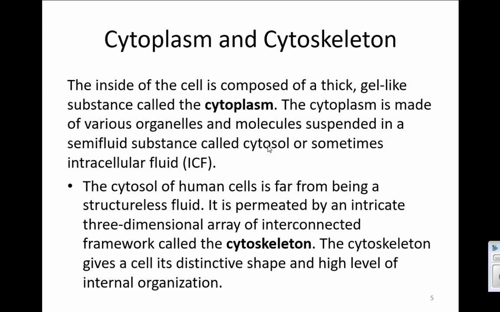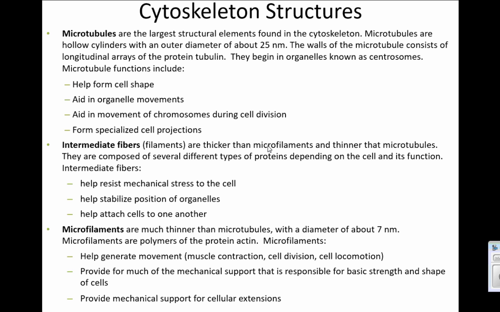Now, the fluid of our cells, that cytosol, is far from being structureless. It is permeated by an intricate three-dimensional array of interconnected framework we collectively call the cytoskeleton. Just like our skeleton, it provides shape and support to our cells. It helps organize various things. There are 3 things that make up the cytoskeleton: microtubules, intermediate fibers, microfilaments.